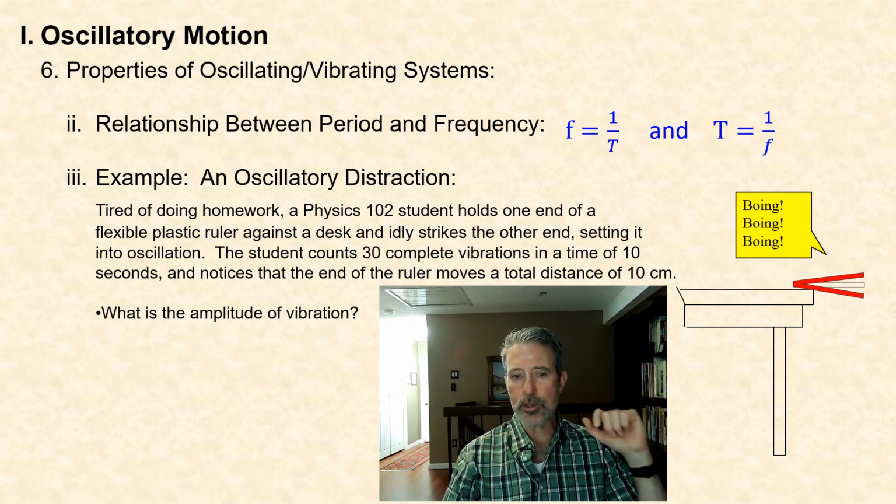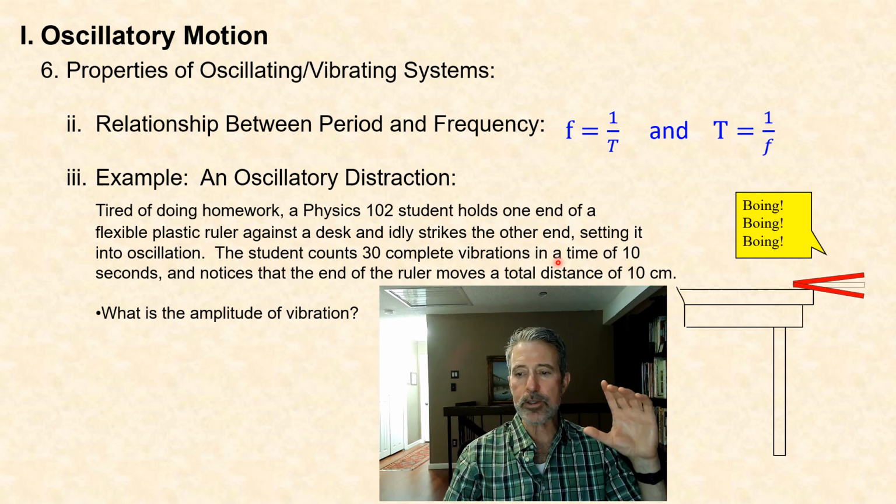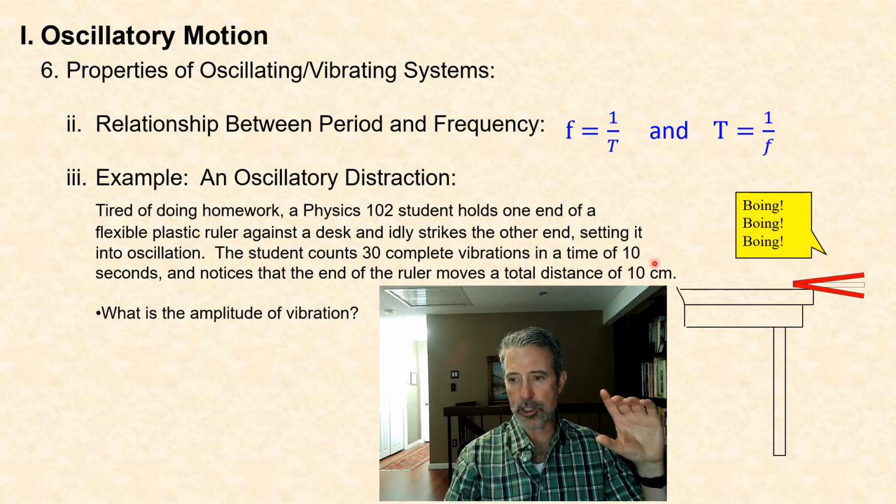First we're asked to determine the amplitude of vibration. You recall our definition for amplitude. The amplitude of vibration is simply the maximum displacement of the object from its equilibrium or rest position. So be careful here, because while the end of the ruler moves a total distance of 10 centimeters, that is not the amplitude of vibration.